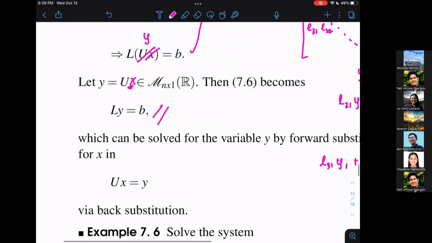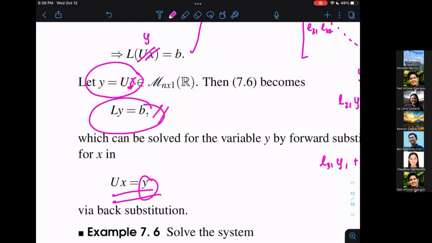Pero si y, hold on, paano ko siya gagawin? Yeah, Ux will be equal to y. Because, bakit siya yung mangyayari? Alam ko na yung values ni y. Kasi si Ux ay equal kay y. Ito yung hinahanap ko. Alam ko na yung mga values ni y, mga constants na lang yan. Nanggaling siya sa pag-solve ng Ly equals b. So solve ko na lang yung Ux equals y.